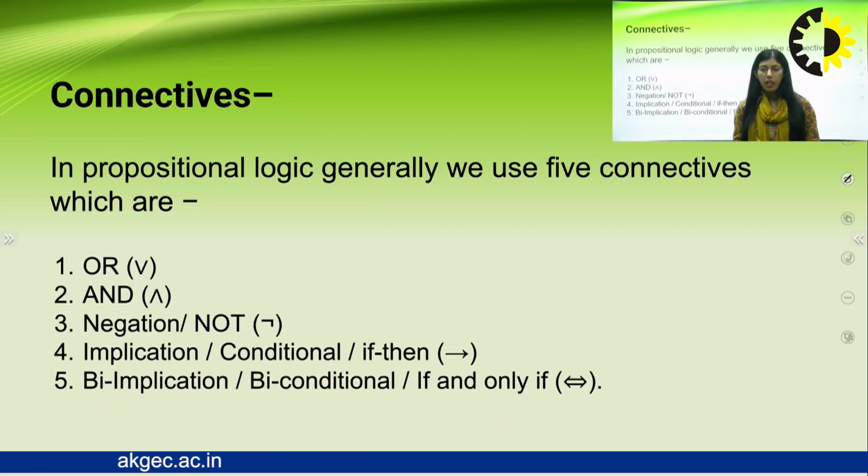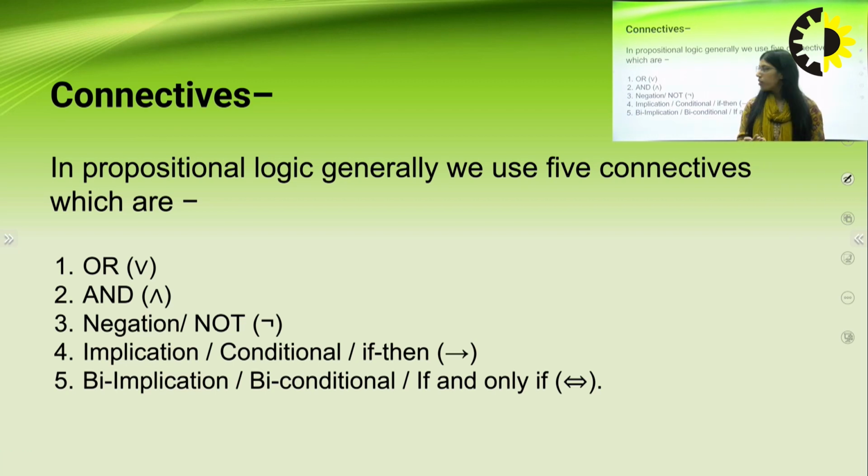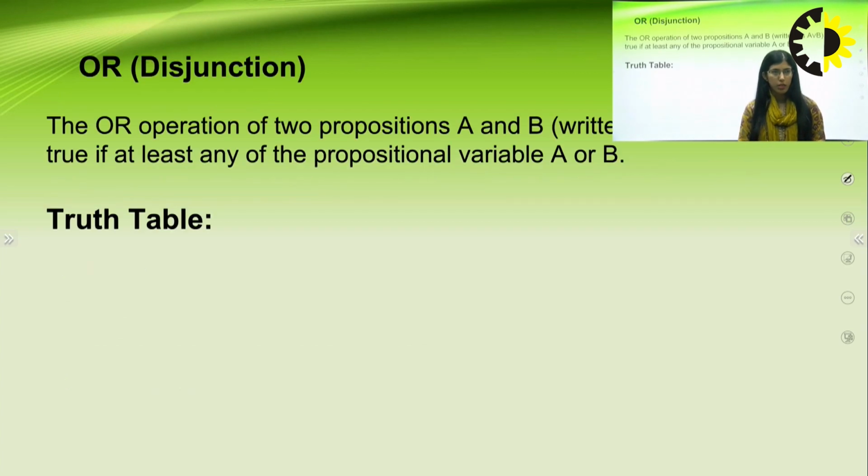Next, what are the connectors that we can use in propositions? So basically we have 5 connectors. First one is or, second is and, third one is negation, fourth is implication, which is also called conditional or if-then statement. Fifth one is biimplication, which is also called biconditional, or if and only if. If it is used in a particular statement, then that statement is known as a biconditional statement.